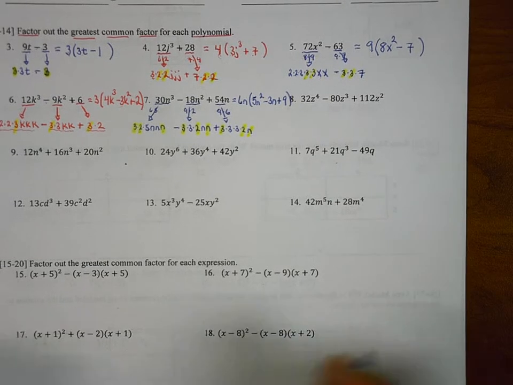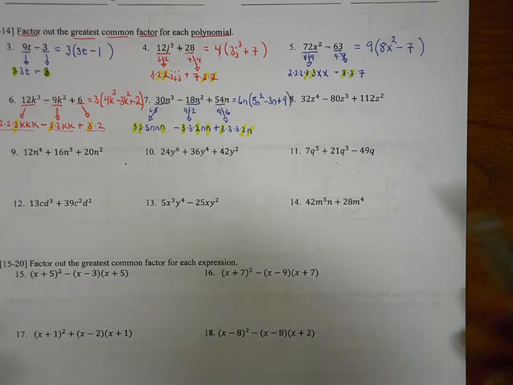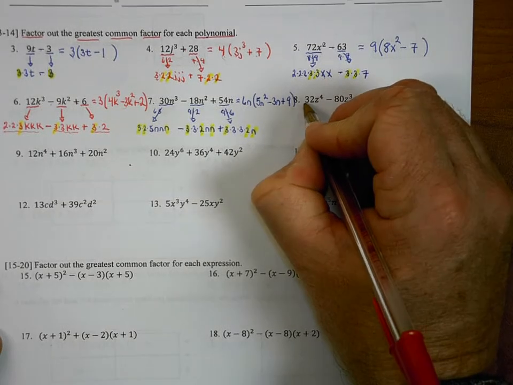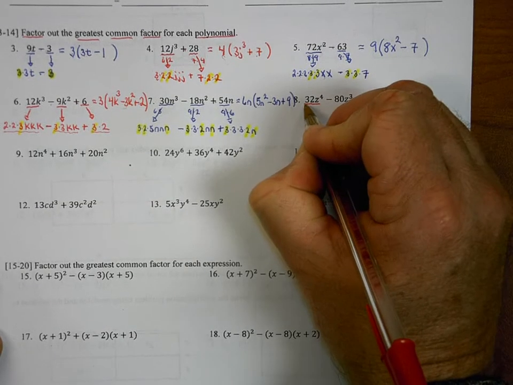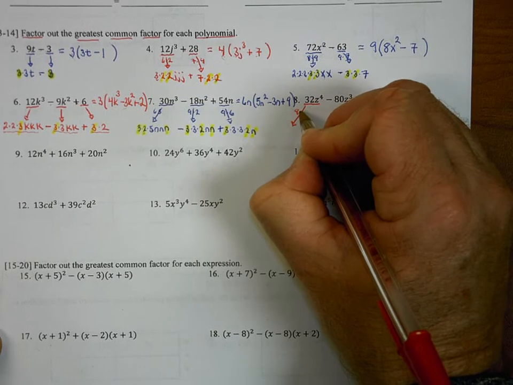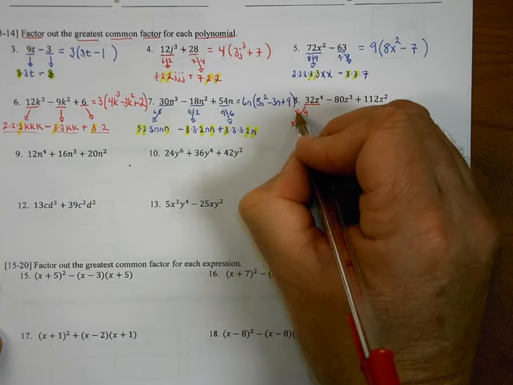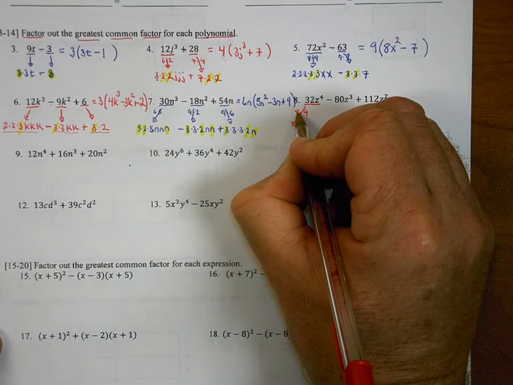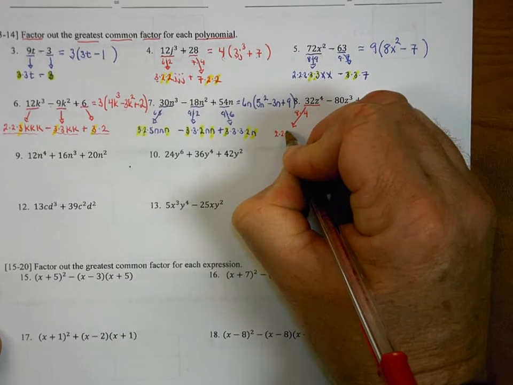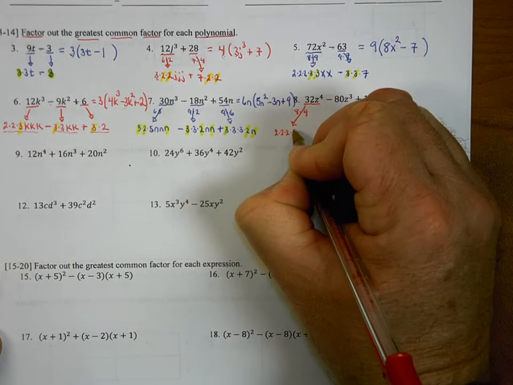All right, continuing, number 8, here we go. The numbers are getting bigger. Big deal. We're in high school. We can do these numbers. So 32, what does 32 factor into? Well, that's 8 times 4. But 8 is 4 times 2. But 4 is 2 times 2. So 8 is 2 times 2 times 2. 4 is 2 times 2.